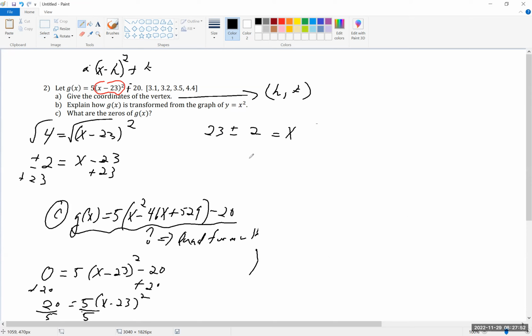Let me flip those. So x is 23 plus 2, which is 25, and 23 minus 2 is 21. Okay, so those are my zeros. Better than using the quadratic formula. And that worked out.